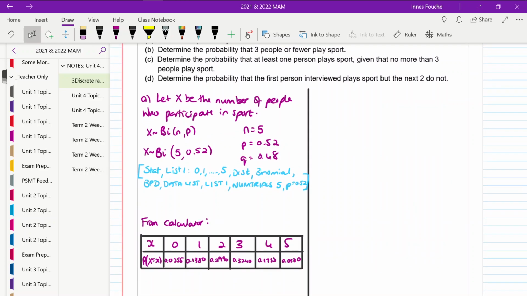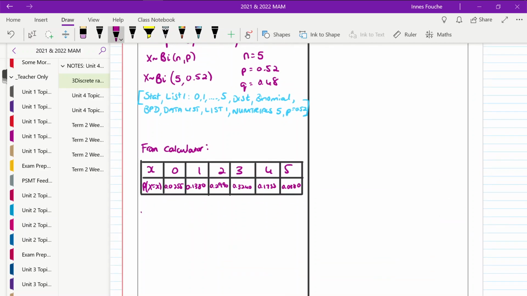Now, we need to determine the probability that 3 people or fewer play sport. So we're looking for our probability of X being less than or equal to 3.